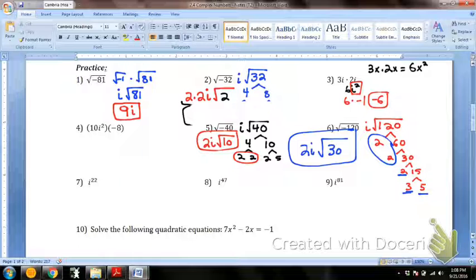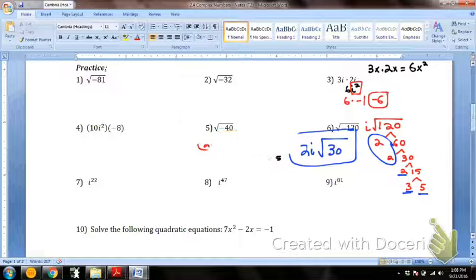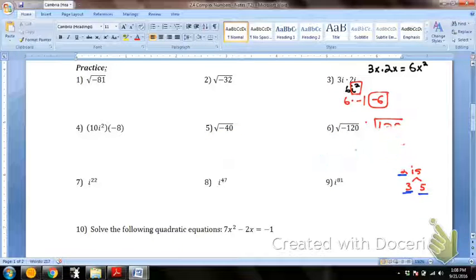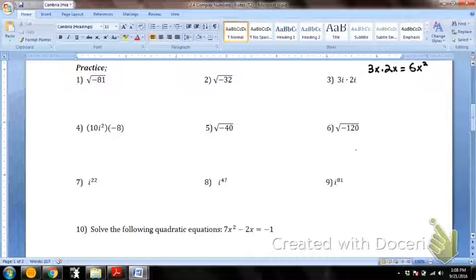Now, what about number 4? What do you think number 4 should be? What should you do first? Make the i squared negative 1. Excellent. Make the i squared negative 1 first. Always take care of that first if you can. Good. So this becomes 10 times negative 1 is negative 10. Negative 10 times negative 8? 80. All right.